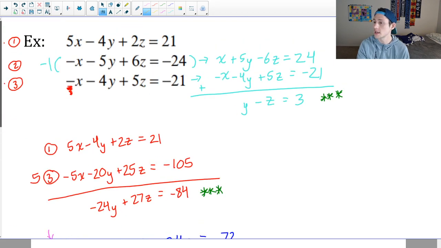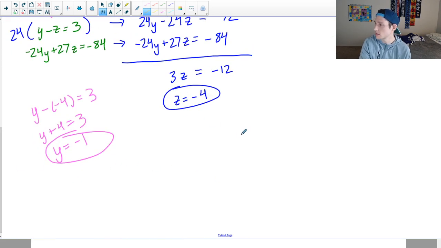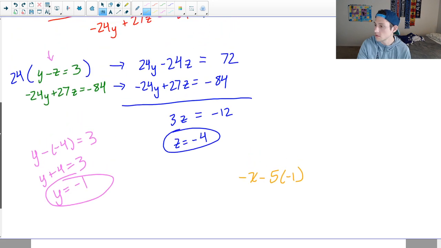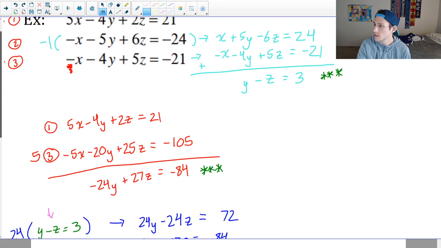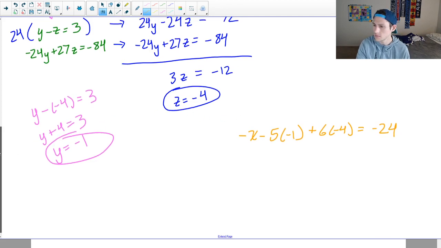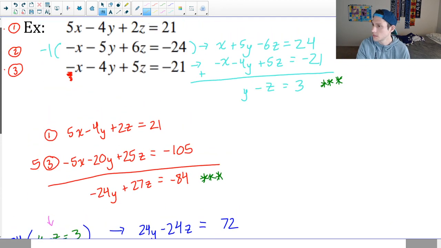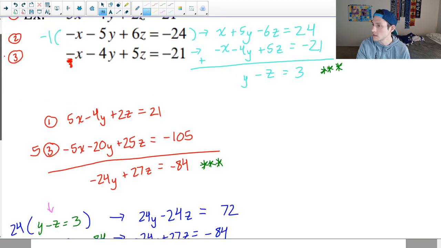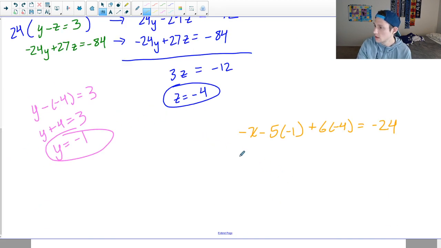Negative x. Let's do the second one. Negative x minus 5y, so that'd be 5 times negative 1, plus 6z equals negative 24. So plus 6 times negative 4 equals negative 24. Is that right? Minus 5y plus 6z equals negative 24. Okay, I think that's good.